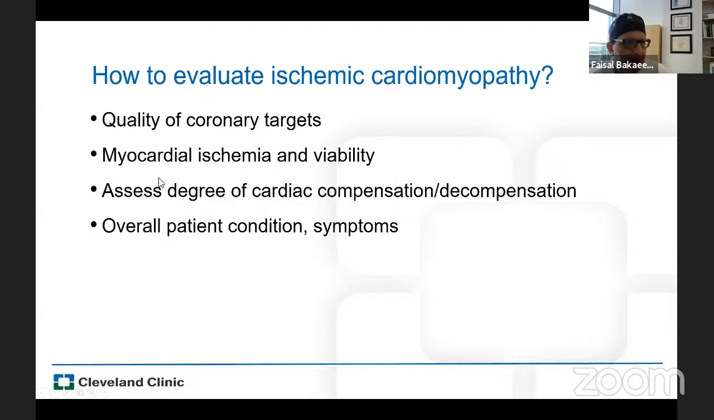Then we do, like Claudia said, myocardial ischemia and viability testing. I know that the STITCH trial did not show a difference in outcomes. It didn't really impact the immediate prognostic features, but those who did not have viability did poorly in the long term. And then we assess how well compensated or decompensated they are. So if they have good targets and they walk into the clinic, then I would offer a CABG.